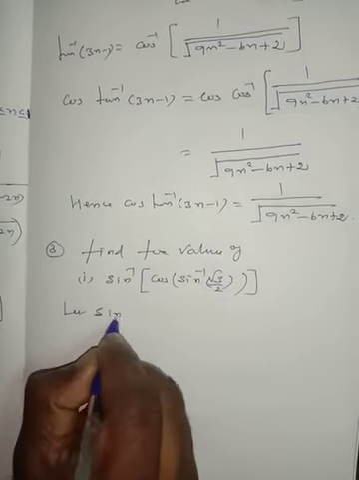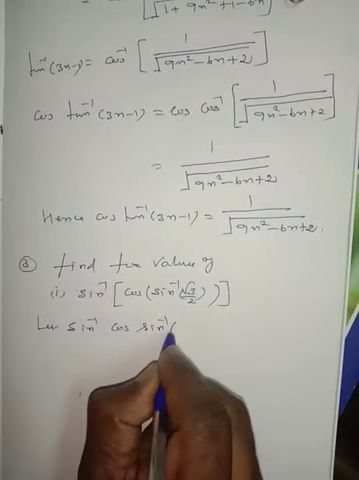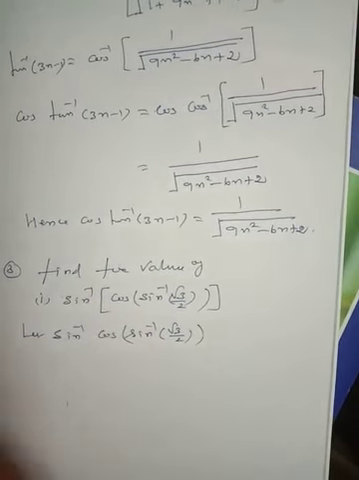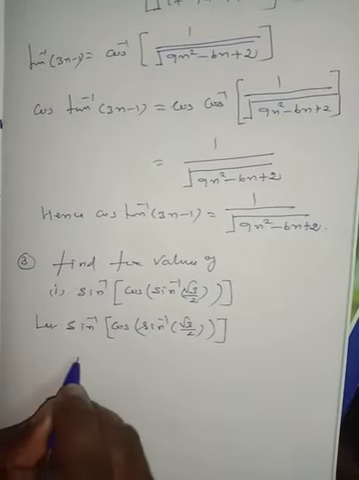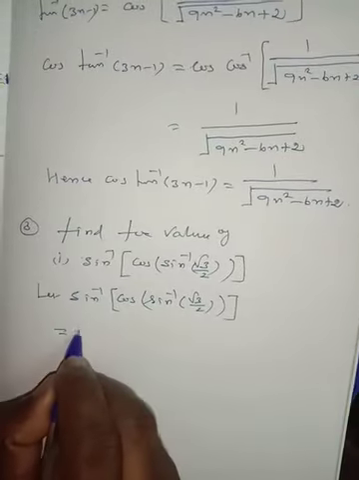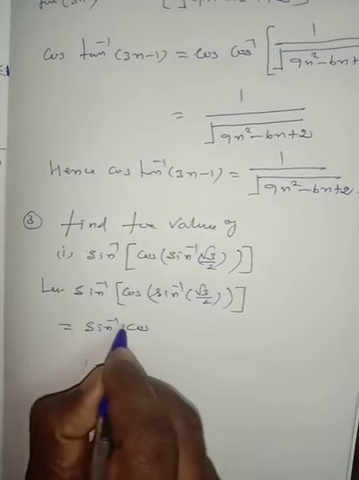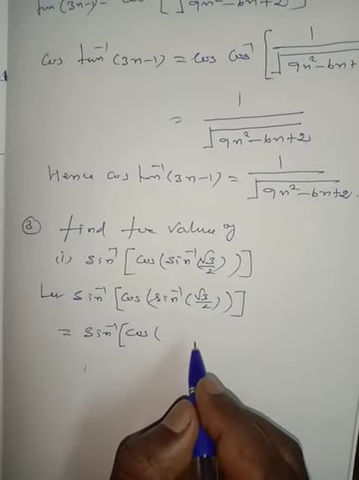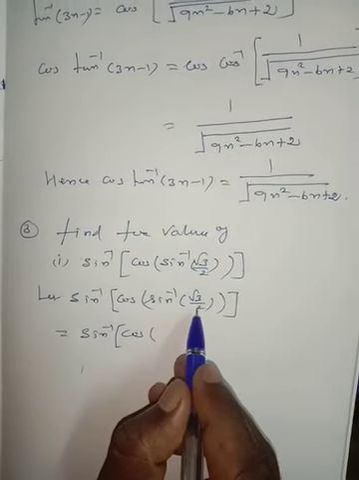Sine inverse of cos of sine inverse of root 3 divided by 2 is equal to sine inverse of cos of, sine inverse of this root 3 by 2 is pi by 3.